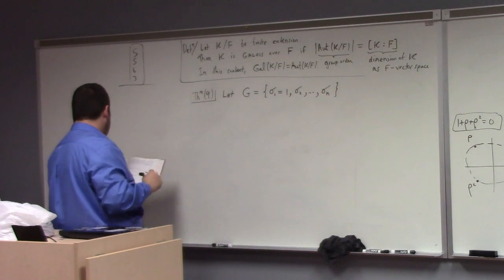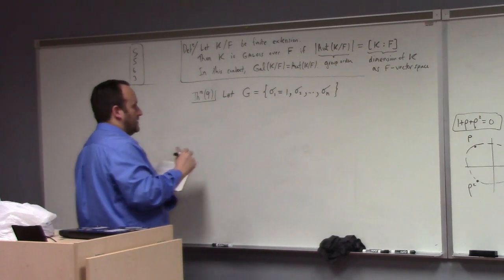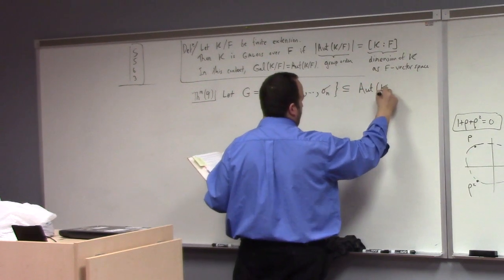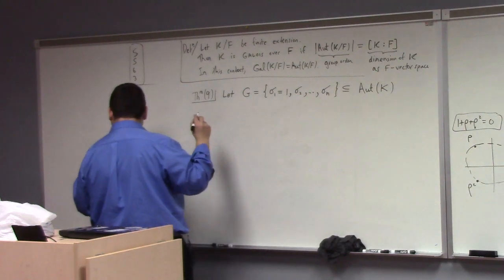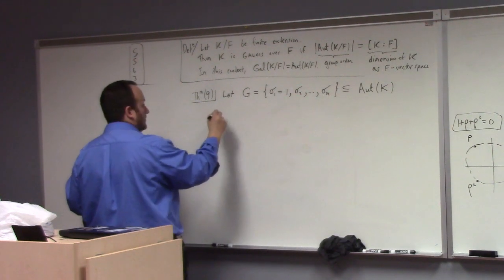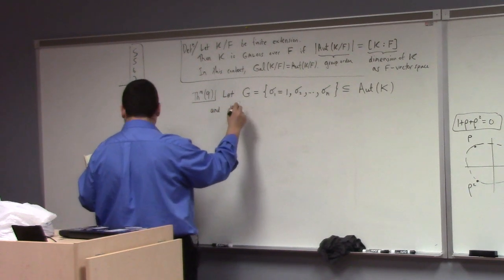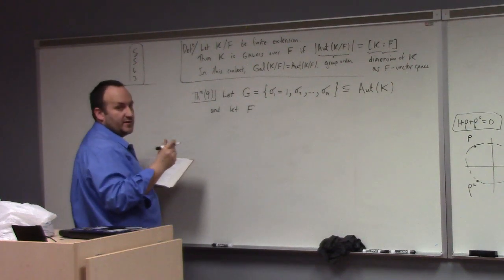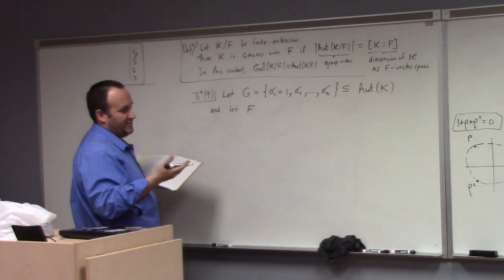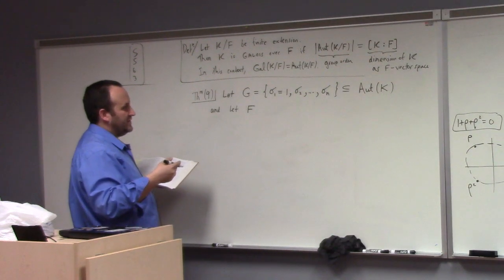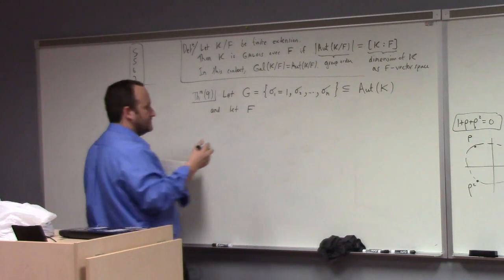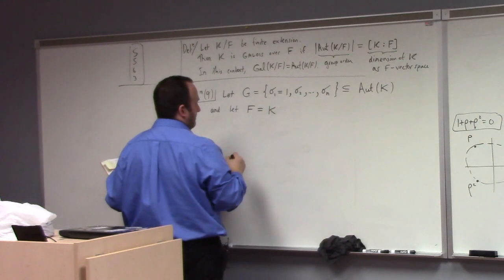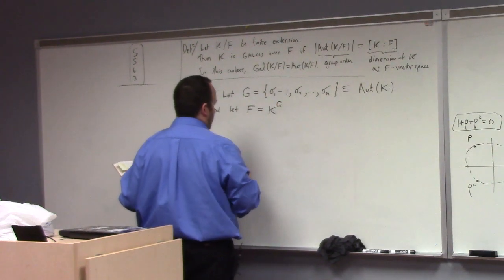But anyway, if we have G the subset of automorphisms of K, okay? Aut K. And let F be the fixed field. So if F is the fixed field, what is our notation? I just erased it. If F is the fixed field of G, what would it be here? How about K upper G, I think. Right?